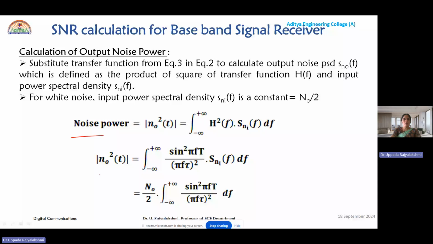power. The output noise power is the mean square value of the noise signal, which is written as minus infinity to plus infinity, N naught by 2, because we assumed the input noise as white noise. So S_NI of f is N naught by 2. So N naught by 2 integral minus infinity to plus infinity sin square pi f T by pi f tau whole square df. Let us simplify this and write it in the form of integral 0 to infinity (sin x by x) whole square dx. For that purpose, let us assume pi f T as some x.